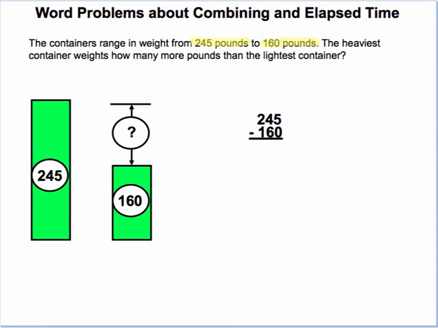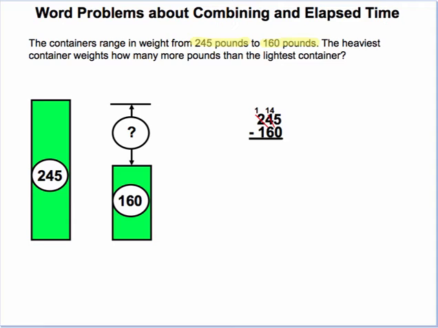245 minus 160. Well, I know I'm going to have to do some regrouping with my tens and my hundreds place value. So I'm going to cross those off. I need to borrow 1 ten from the hundreds and make that a 1, and then I need to bring that over and regroup it with the tens. So now I can subtract.